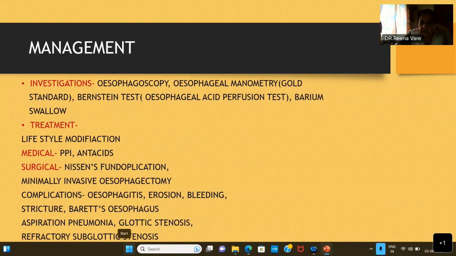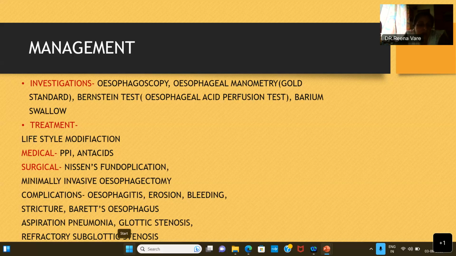So investigation will be again endoscopy, where you will see that the entire mucosa of the esophagus seems to be eroded. It has small ulcerative lesions because of excess gastric reflux. There are lots of tests which we can do: esophageal manometry, which is the gold standard. Then we've got Bernstein's test, which is the acid perfusion test, and barium swallow as usual. So treatment will be lifestyle modification. There will be antacids, PPIs.